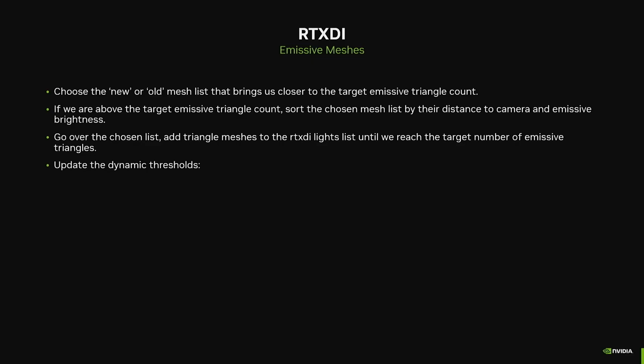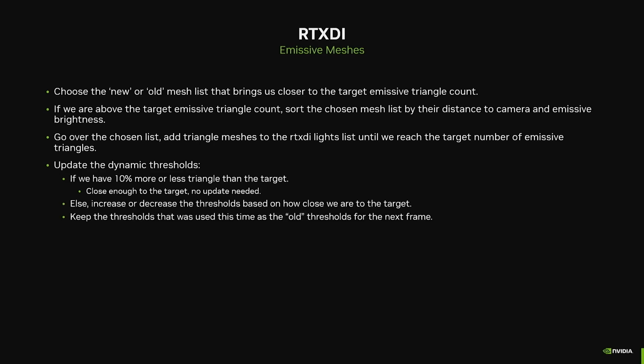And then we update our dynamic thresholds. So if we are within 10% of our target, we don't change anything, that is good enough. Otherwise, we will increase or decrease the thresholds based on how far we are from the target. So if we are far below the target, we can decrease the thresholds much more to get to the target quicker. And similarly, if we are way above the target, we want to increase the thresholds a lot so we can get to the target as fast as possible.